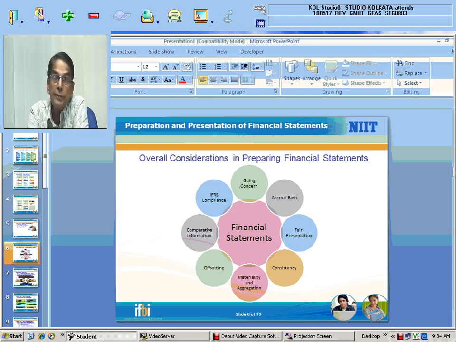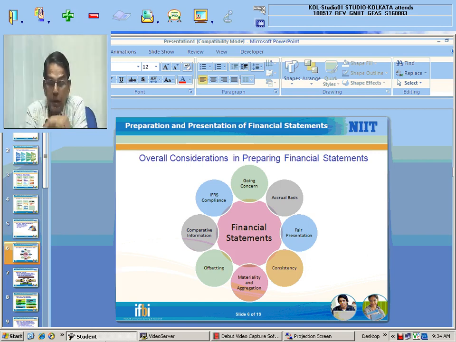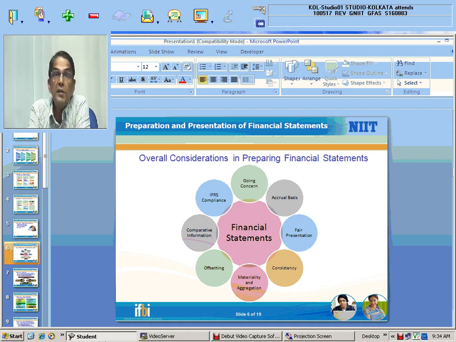Then offsetting, another important basis, which says assets and liabilities, income and expenses cannot be offset against each other. You cannot offset an asset against a liability or an income against an expense unless required or permitted by a standard or an interpretation. So only if it is required by a standard or interpretation, then it can be done. Otherwise, there should be no offsetting of assets and liabilities against each other or income and expenses against each other.